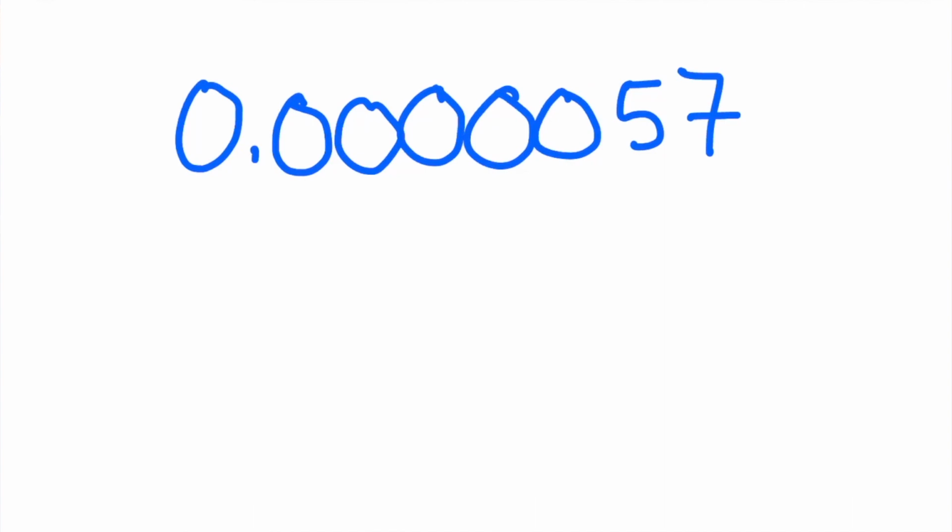We can also use scientific notation to talk about really small numbers. So here's a really small number. It is 0.0000057. So I have 5 zeros before the 57.